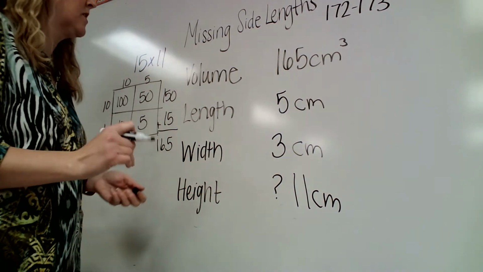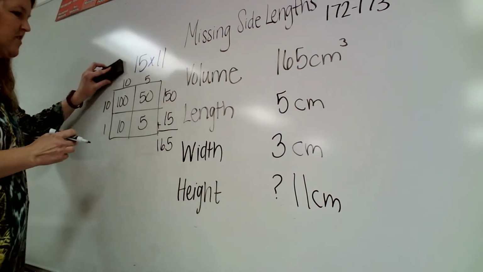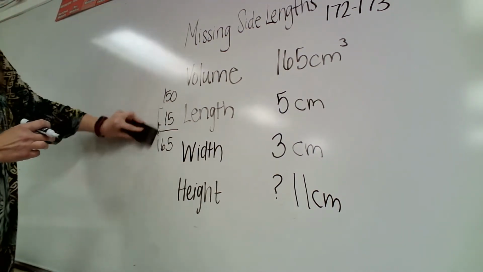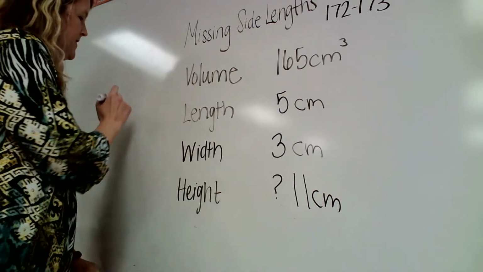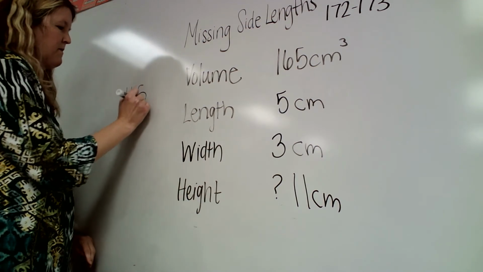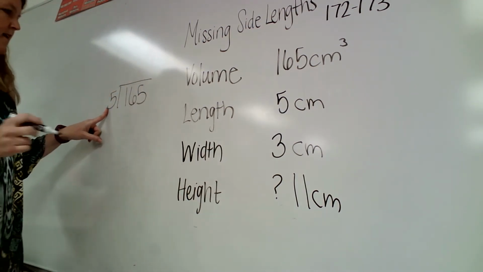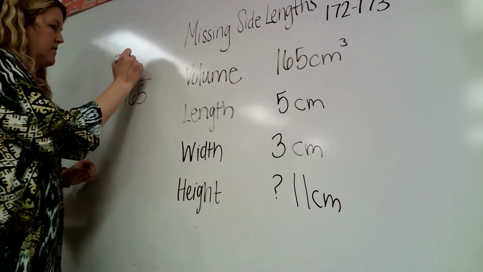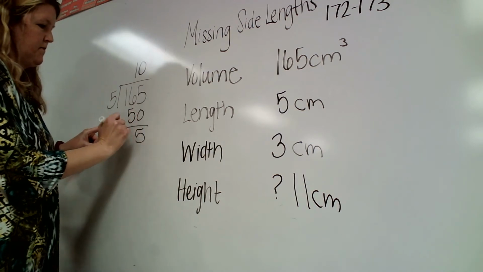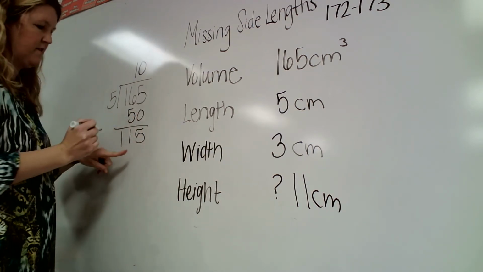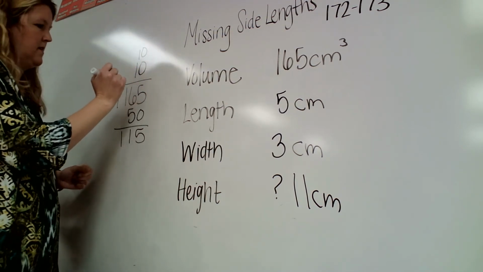Now, another thing that you could have done, and there is a problem in the workbook in which someone has done it like this. So if I were to just do 165 divided by my length, and I said that was my first step. So if I go ahead and do that, I know that 10 times 5 is 50. So now I have 115 left over. So I can do another group of 10.